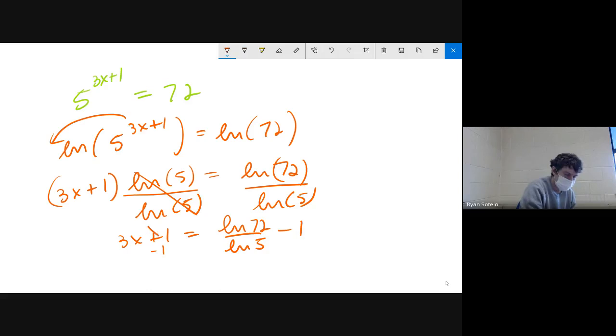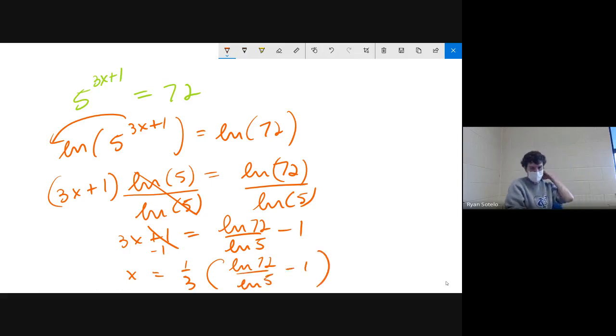Subtract 1 from both sides. And then I have 3x is equal to this. And then I'll divide by 3. And that's how you solve that. So x is 1/3 of whatever this is. So I'll take natural log of 72 divided by natural log of 5. That gives me about 2.66. Subtract 1 and then divide that by 3. And so this comes out to be approximately 0.552.